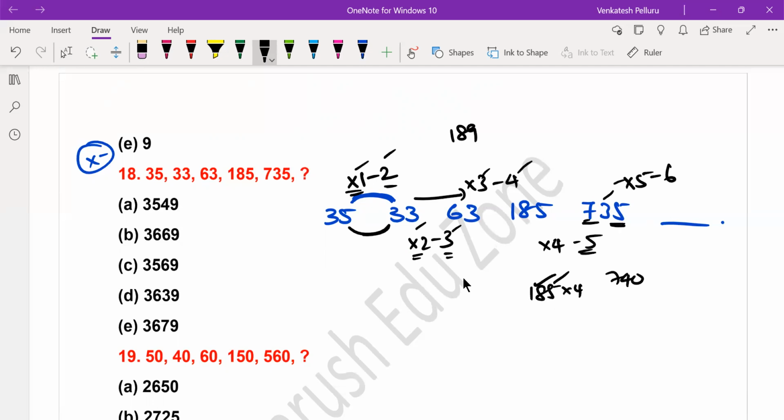3675 minus 6, 3669. That is the answer, which is at option B. 3669 is the correct answer for this question. Okay.